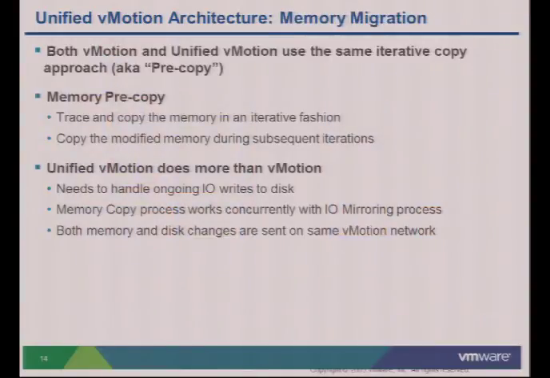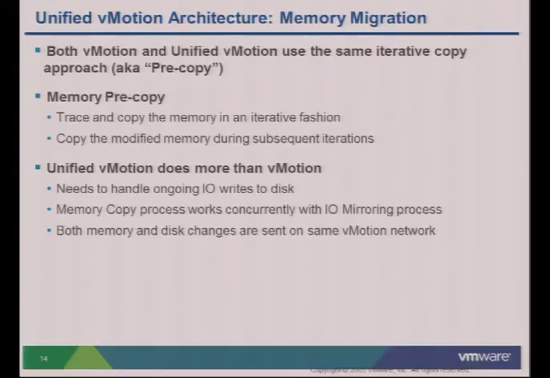Similarly, let's take a look at vMotion, or the memory copy approach of vMotion. Unified vMotion leverages the exact same technique. As we go, we are doing iterative precopy passes of your VM's memory state. At the same time, though, because of the way we do the disk copy and the memory copy, it's possible that you could have mirror I/O going over your vMotion network at the same time as your vMotion's memory state. So we'll take a look in the performance section later about how these two interact.